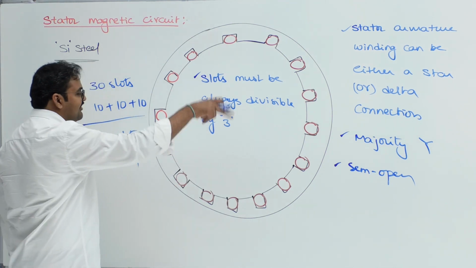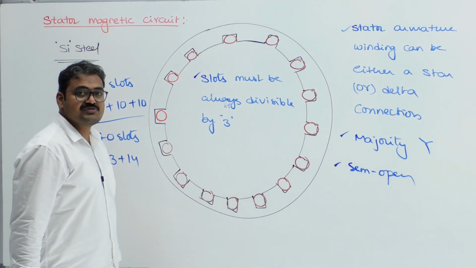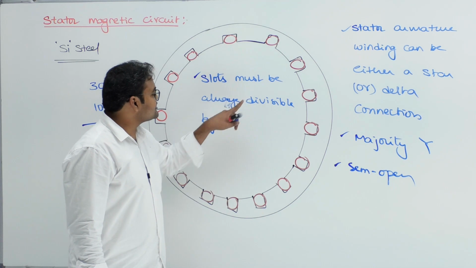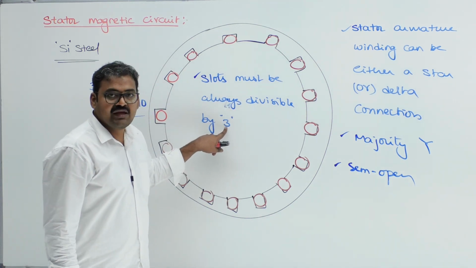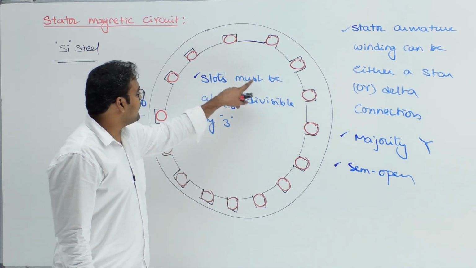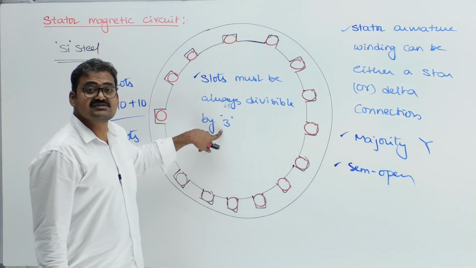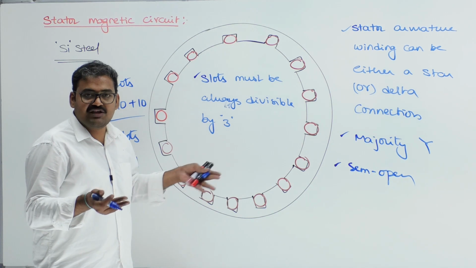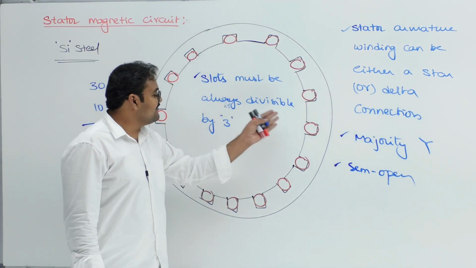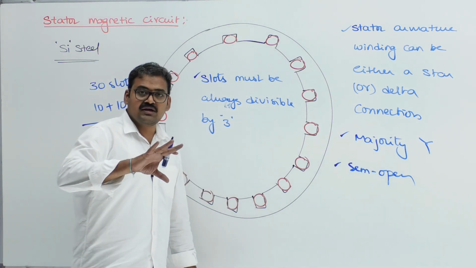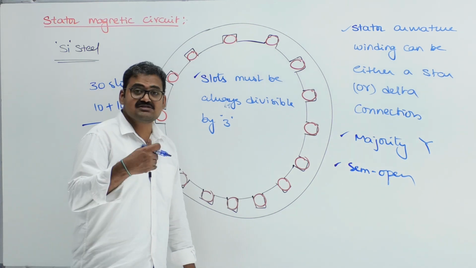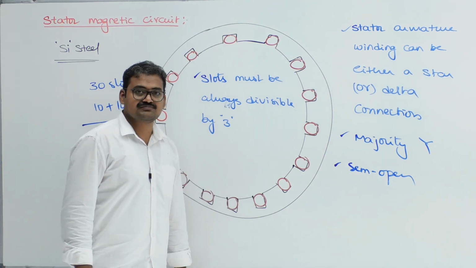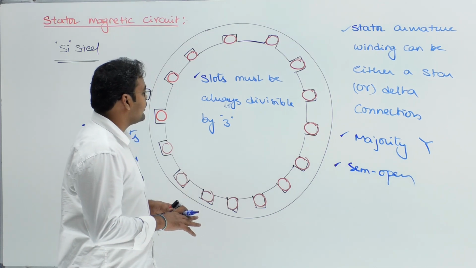Suppose if it is a two-phase machine, definitely number of slots must be divisible by 2. If it is a 6-phase machine, number of slots must be divisible by 6. Like that. But in most of the cases we are talking about 3-phase machine, so slots must be divisible by 3. Then only balanced voltages are possible. Otherwise, unbalanced conditions will come into picture. This is one more important point.